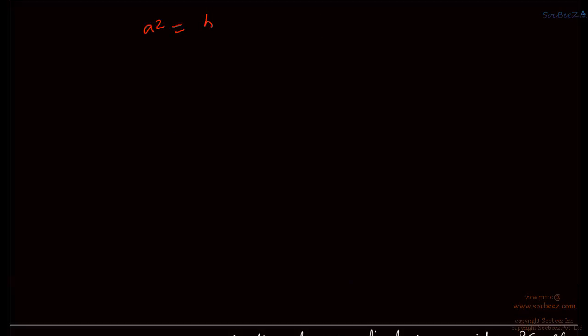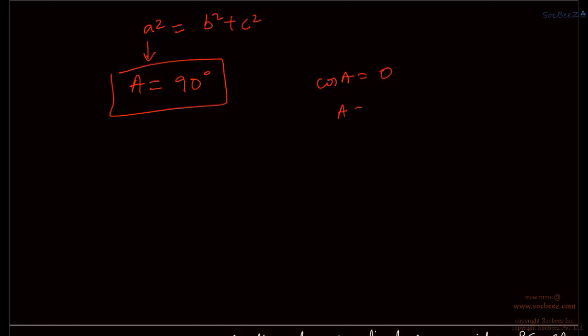Now note that I don't have anything in terms of angles, but I know that a square is equal to b square plus c square is nothing but the Pythagoras Theorem. That means the angle opposite to this side must be 90 degrees, and that's what is asked in the question, fortunately for us. So A is nothing but 90 degrees. You can actually further use the cosine rule and write cos A, so you will get that equal to 0, which again proves that A is equal to 90 degrees.